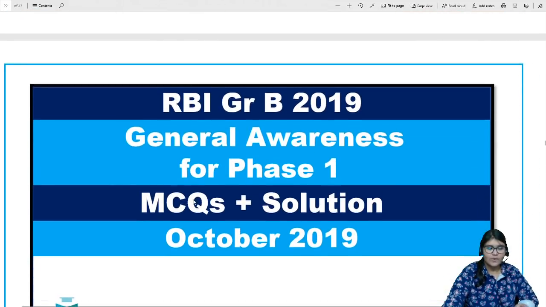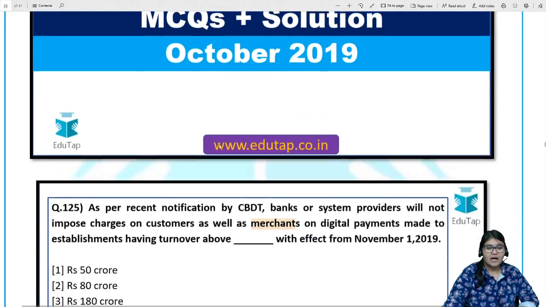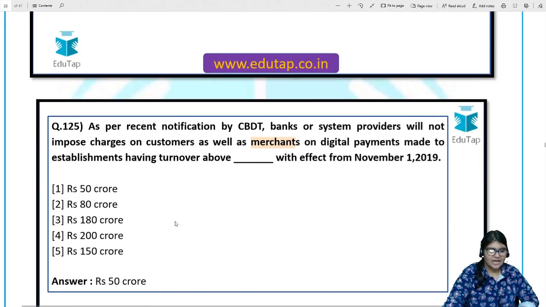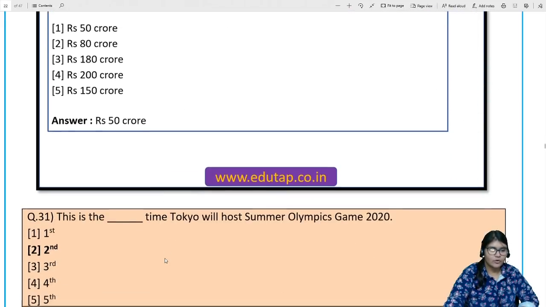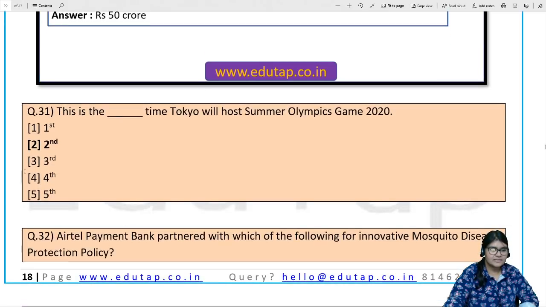This was again covered in the fast track series that we had taken. So you can see here in the month of October 2019, we had covered this question. Here you can see the exact question. Answer is 50 crore. 31st, this is the dash time Tokyo will host the Summer Olympics Games 2020. The answer is second.